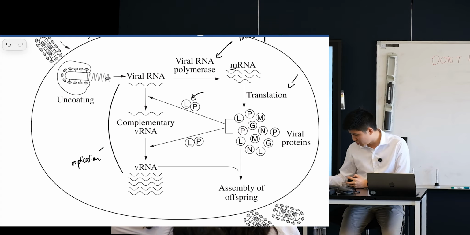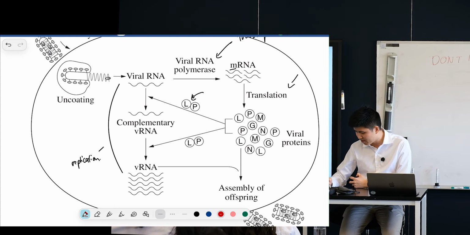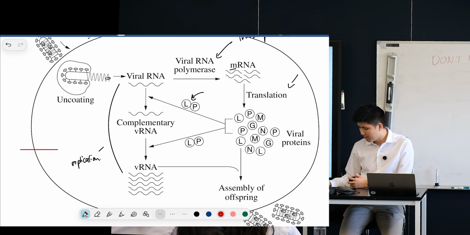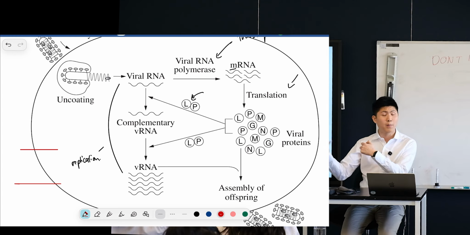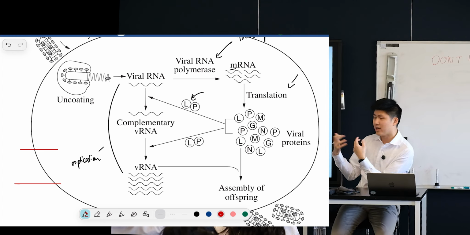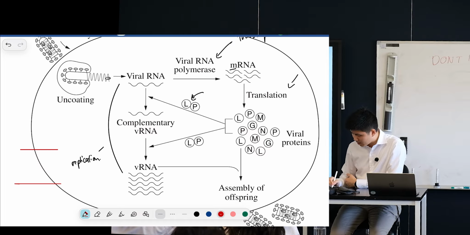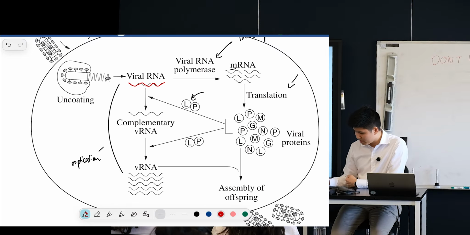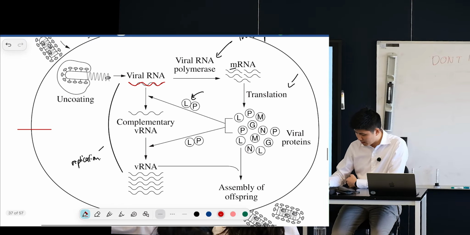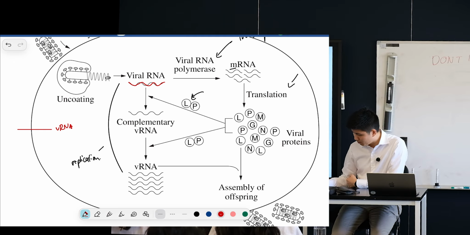So I'll just draw that again to make it more clear. So let's say I really want this red strand on the bottom. But I can't just get one red strand and make another one just like that, because how a polymerase works is it has to attach complementary nucleotides. So what happens is I start off with my red strand here, my viral RNA, and then it makes a complementary strand, right?